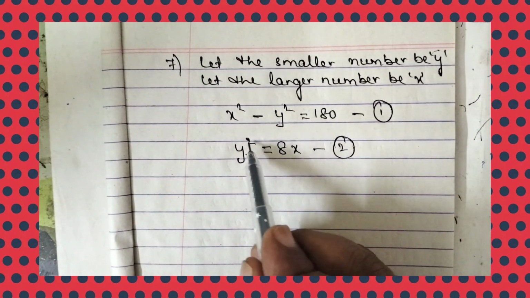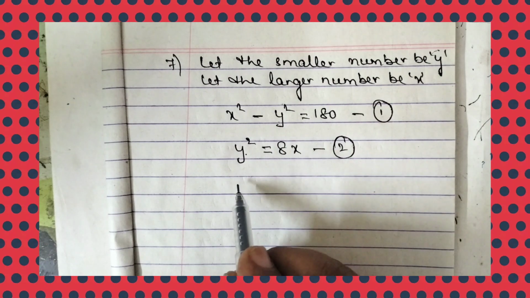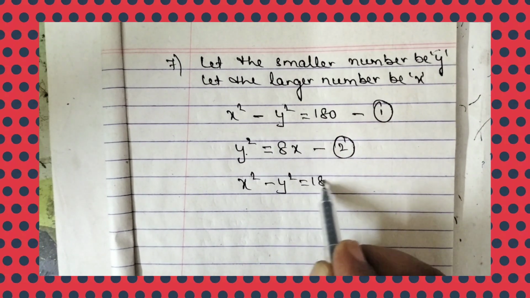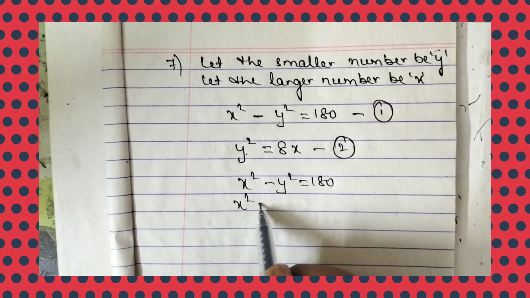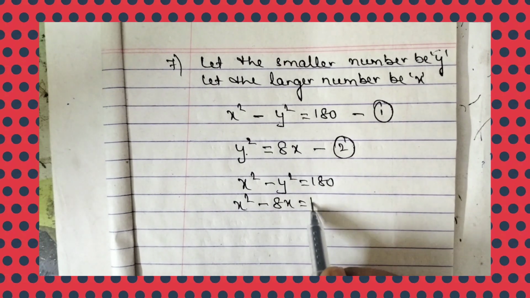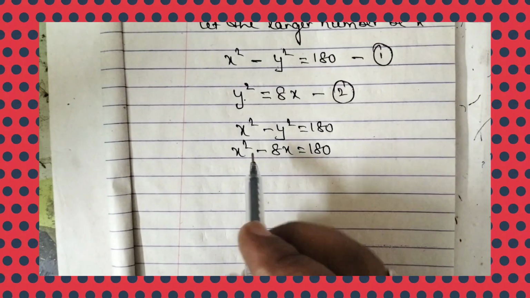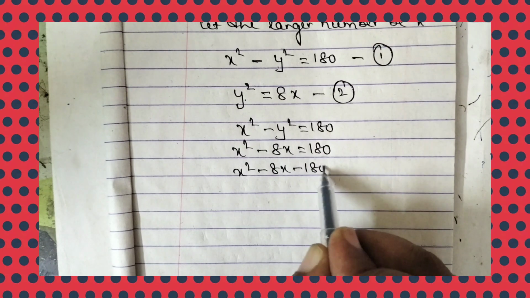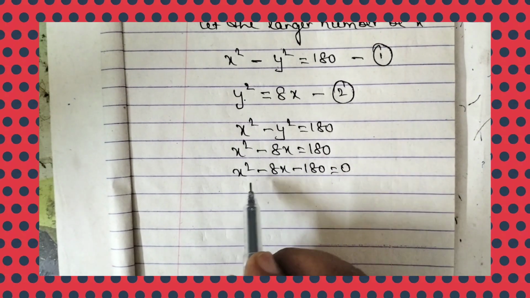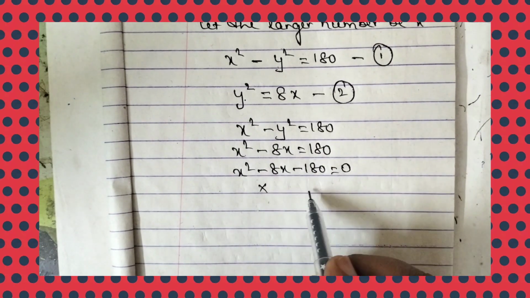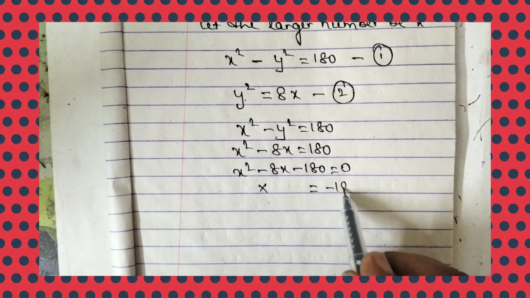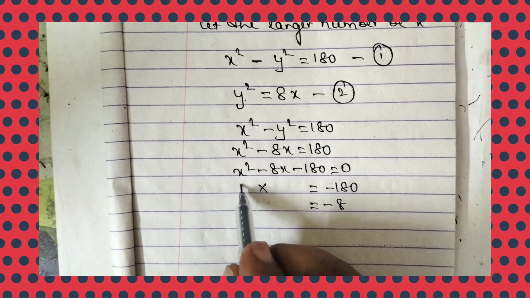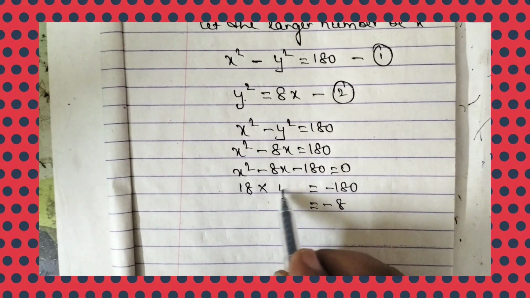Now substitute the value of y square from equation 2 in equation 1. x square minus y square is equal to 180. x square minus 8x is equal to 180. So x square minus 8x minus 180 is equal to 0. Now if you multiply any two numbers, you have to get minus 180. If you add or subtract, you have to get minus 8. So one is 18, another one is 10.